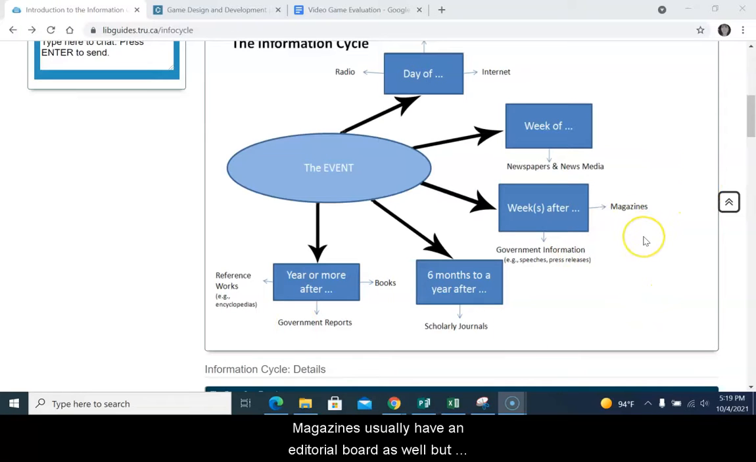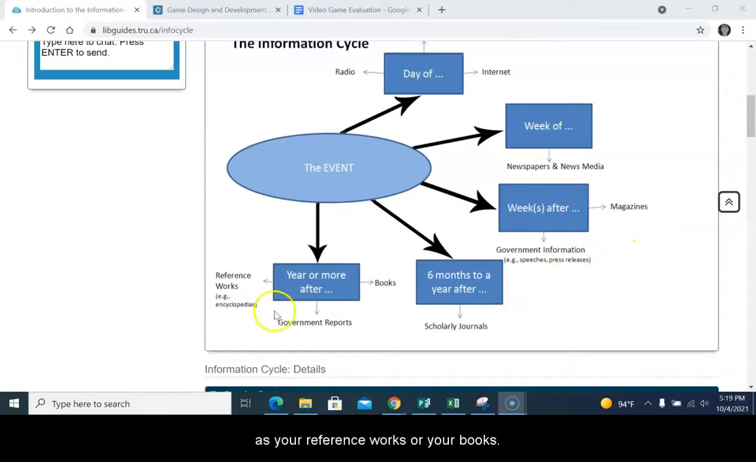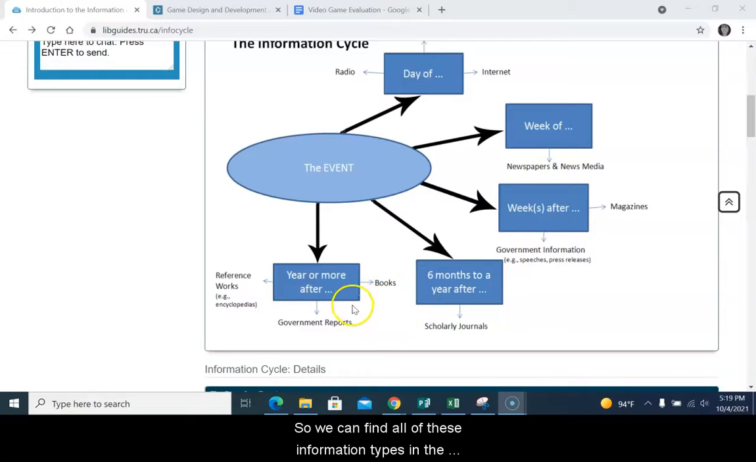Magazines usually have an editorial board as well, but remember, they're coming out at a much faster pace. Magazines are published usually on a monthly basis, and so they are not as in-depth as your reference works or your books. So we can find all of these information types in the library databases.